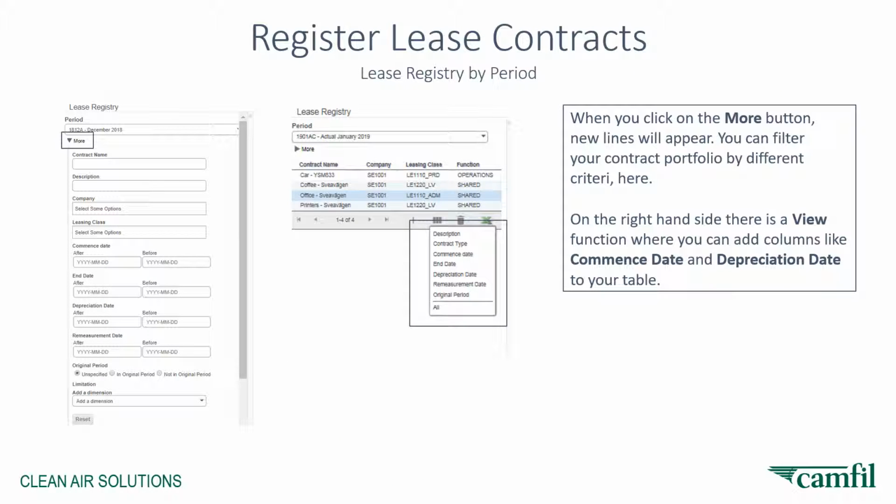Let's explore Lease Registry by period. This search function allows you to explore parameters so that you can find a specific contract in the database. This section includes contract name, description, company, leasing class, commence date, end date, depreciation date, remeasurement date, original period, and limitation. The More button allows you to filter the portfolio of contracts by different criteria, for example, car or office, and also add columns. In addition, the View function on the right is where you can add columns like commence date and end date to customize your display.